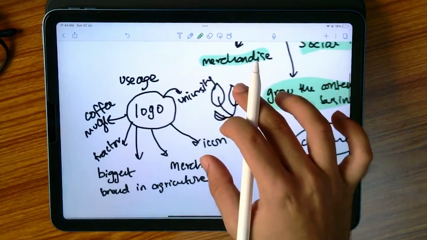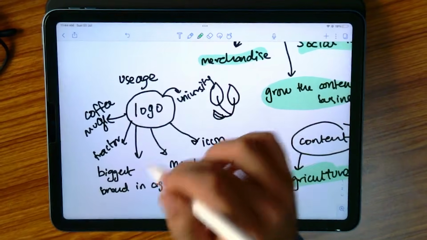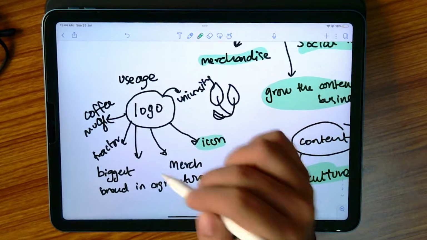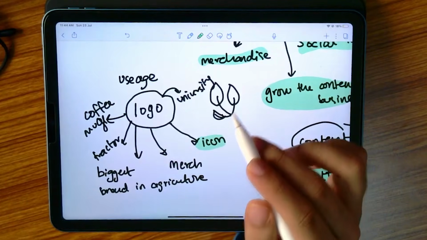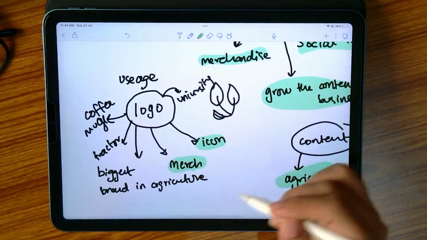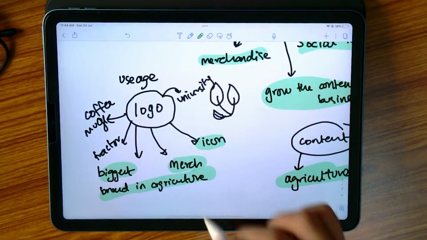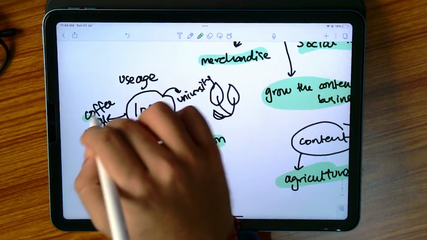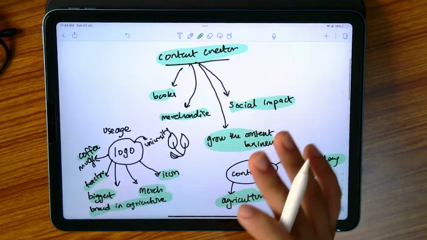And then for the logo breakdown, I asked where all the logo usage will be. So they said the icon will be extensively used on their YouTube channel, on their Instagram, and everywhere. Maybe launching merch, being the biggest brand in agriculture, that's their plan. Maybe if they have their own tractor, coffee mugs, and these are all sorts of usage which they told me in the meeting. So this is a general idea of what they're looking at.